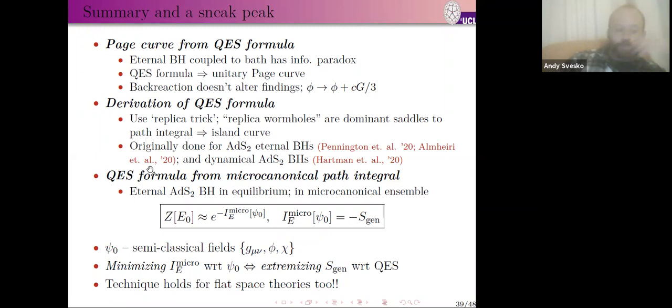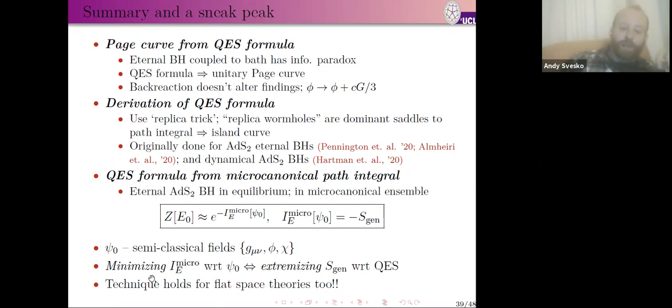And in our paper, what we're arguing is that we can derive the QES formula, hopefully both Hawking and island saddles, first for the eternal AdS black hole, and we're doing it working in the microcanonical ensemble. So the way we're doing it is we define the density of states in terms of the microcanonical path integral, where you can show that the microcanonical action of the semi-classical JT action is exactly equal to the generalized entropy up to a sign.